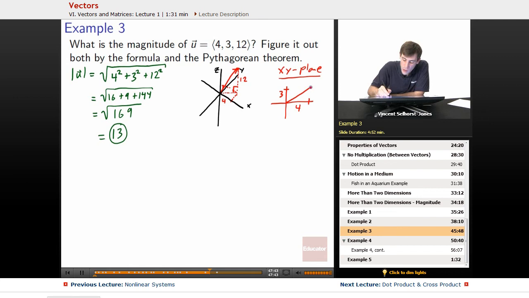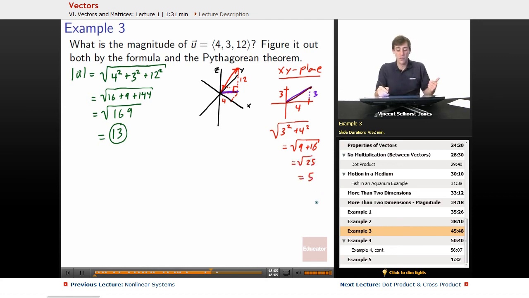I'll color it so this part here is the same as this part here. So we figure that out. So that's 3 there as well. So we're going to wind up getting, Pythagorean theorem, square root of 3 squared plus 4 squared equals square root of 9 plus 16 equals square root 25 equals 5. Great. So we figured out what the lower part is on the bottom part.